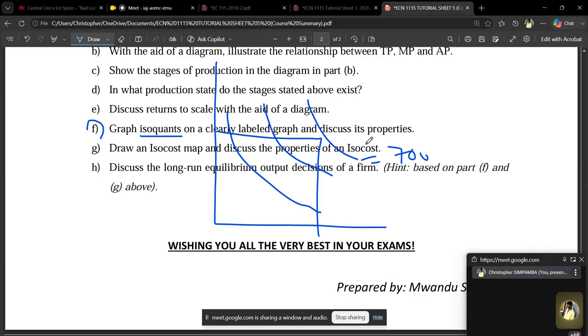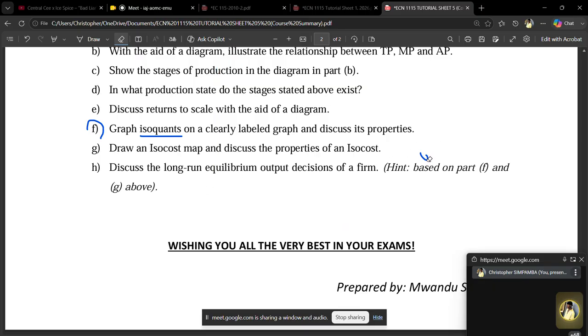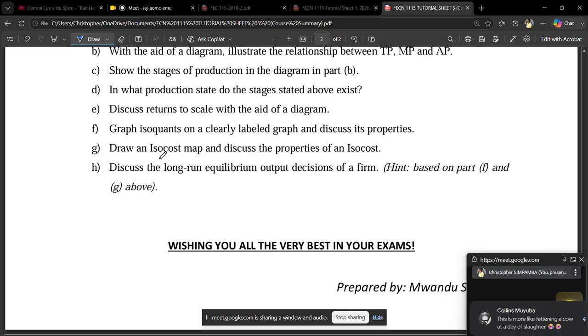The properties of isoquants you can check in the notes, you go through those, or you can research more on it. There are more, but those are the properties, and that is how you explain the properties without wasting time. Question G is saying draw an isocost map and discuss the properties of an isocost. An isocost is simply a curve that shows various combinations of inputs that cost the same amount. It shows the different combinations of inputs used in production that cost the same level.